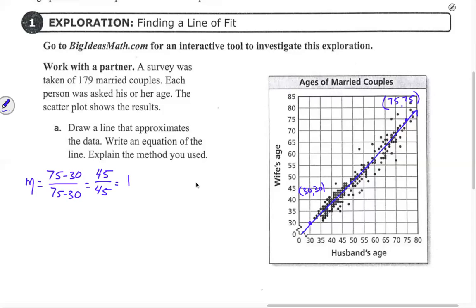And now I need a point. So let's use this point of 30, 30. Now recall from your last test, it was y minus y1 equals m times the quantity of x minus x1. That was my point slope form. So if my y1 is 30, I have y minus 30 equals 1 times x minus 30. And I'm done. And the method I used was I calculated the slope and used the point slope formula.